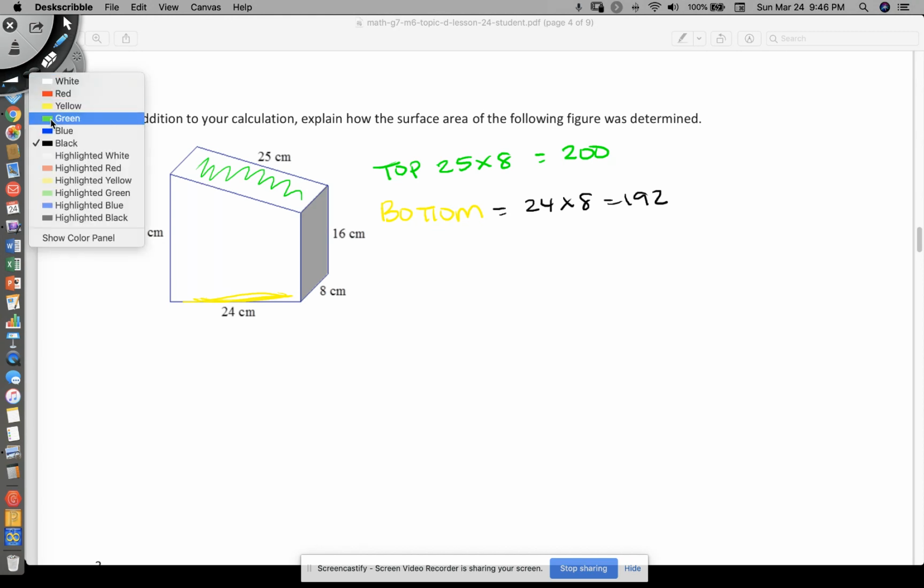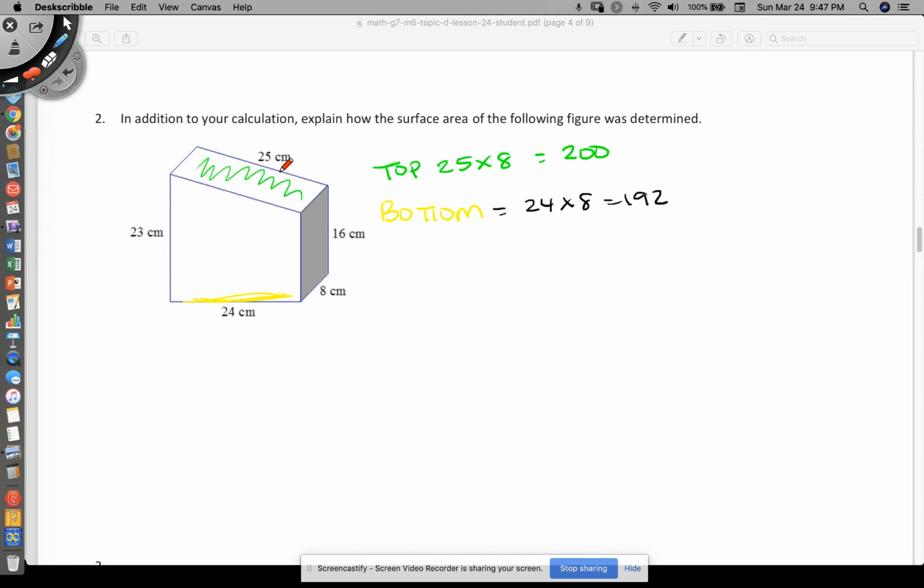All right, then I'm going to do, let's see, the sides. I have a 23 by 8, which is over here. So 23 by 8 and plus this side here, which is a 16 by 8. So when I multiply both those together and then add them up, I get 312. All right.